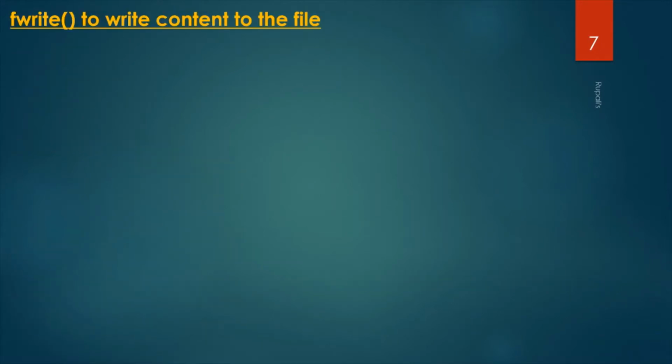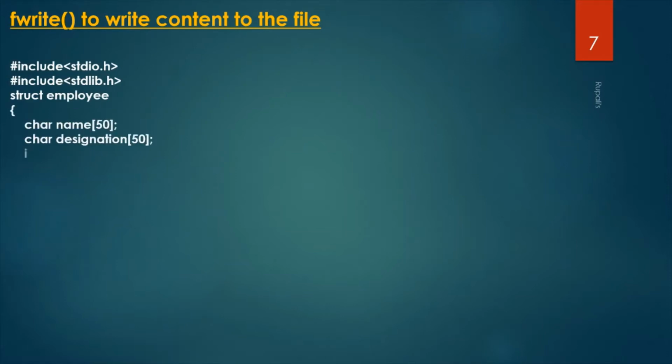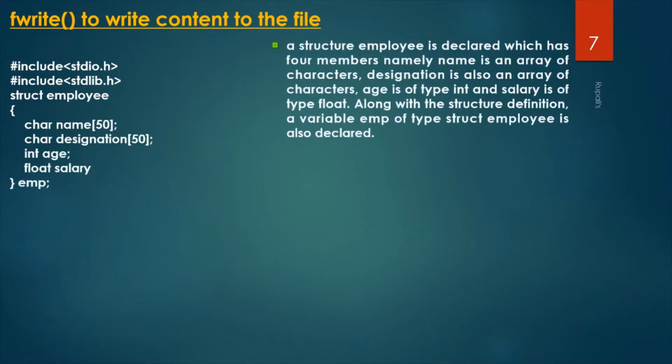Take one programming example, then it will be more clear. Write a program to see how fwrite is used to write content to the file. First, you have to include the header file stdio.h. Then I define one structure employee. A structure employee is declared which has 4 members. First is an array of characters. Designation is also an array of characters.